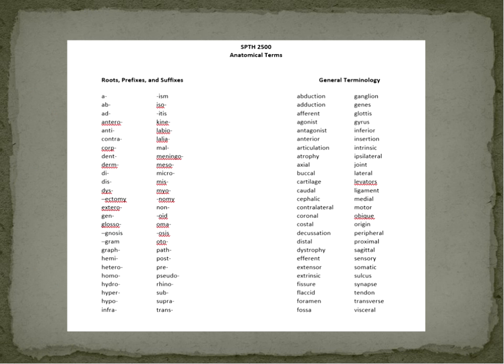So again, these are the ones that you are responsible for. You may use your book, an app, Google, and you'll be responsible for those on your first exam. And so these are some of the anatomical terms that we will definitely use throughout the semester. Are there any questions about what we've covered tonight, about the course?